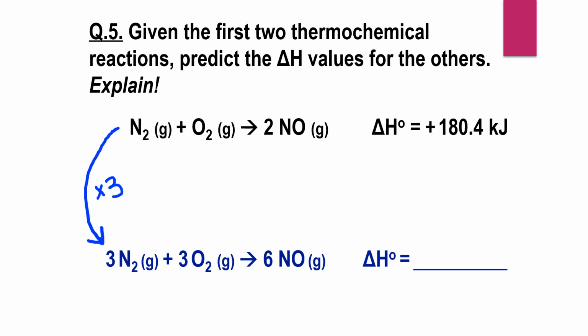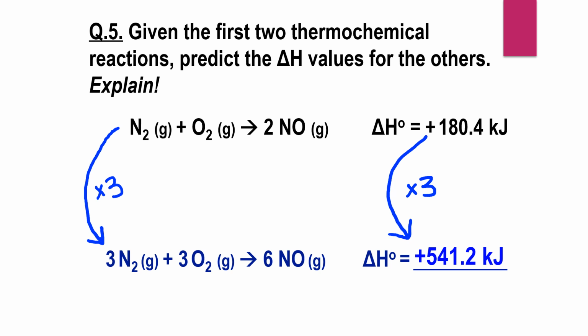If that's the case, we're going to multiply the thermochemical equation that was provided to us by 3. We multiply everything by 3. That means the reactants are multiplied by 3, the product is multiplied by 3, and so are the enthalpies. We will end up with 180.4 kilojoules multiplied by 3, so for the final equation that we're looking for, the enthalpy is 541.2 kilojoules.